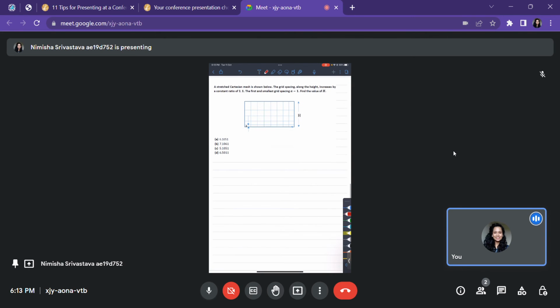A stretched Cartesian mesh is shown below. The grid spacing along the height increases by a constant ratio of 1.1, and the first and smallest grid spacing is K equals 1. First let us appreciate what is given in this image. Here we have a biasing. That is, we have a stretched Cartesian mesh as written over here. As in, the cells that are closer to a certain boundary are smaller in size, and the cells away from that boundary are larger in size.